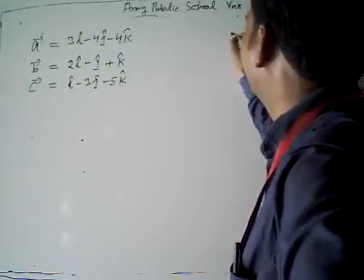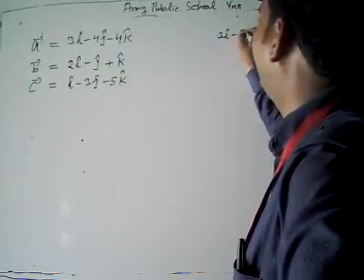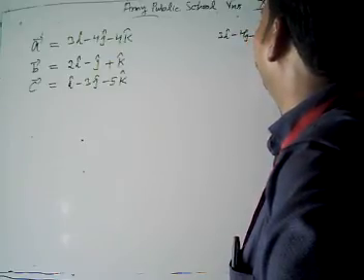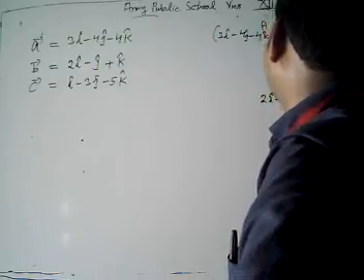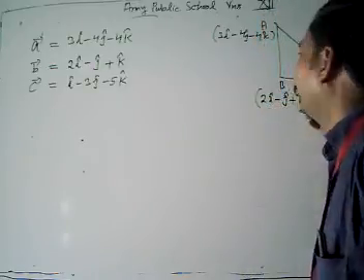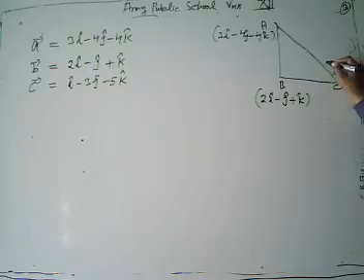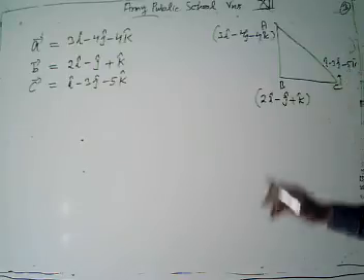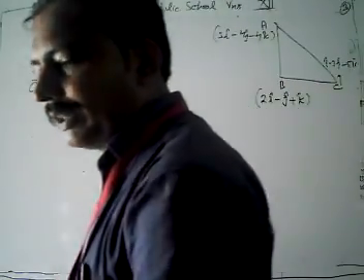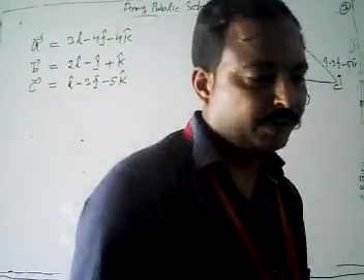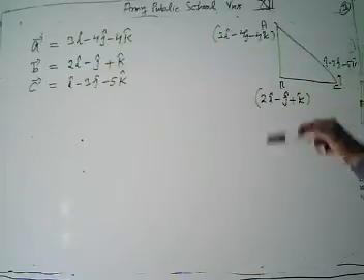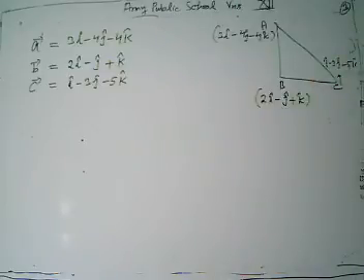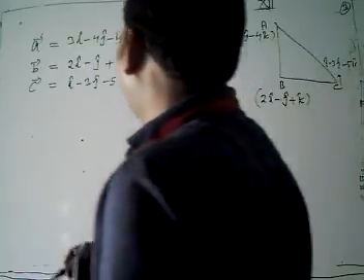What is our A? It is 3i cap minus 4j cap minus 4k cap. B is given by 2i cap minus j cap plus k cap, and C is given by i cap minus 3j cap minus 5k cap. Now look, the vertices of the triangle are given in vector form, and we are going to find vector AB, vector BC, and vector CA.